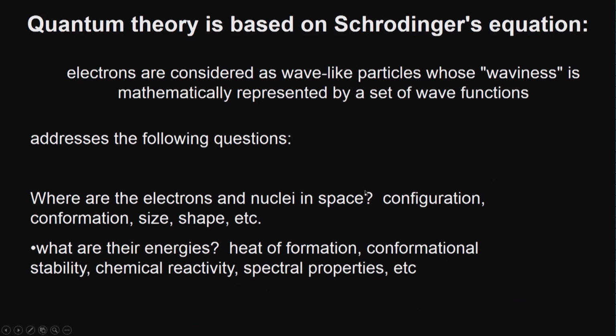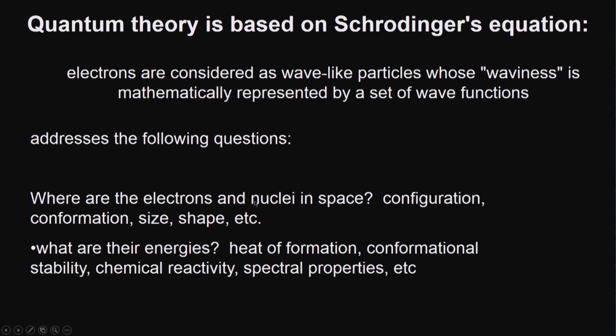Okay. So, they are all based on Schrodinger's equation. Electrons are considered as wave like particles whose waviness is mathematically represented by a set of wave functions. Okay. So, it addresses based on the Schrodinger's equation.